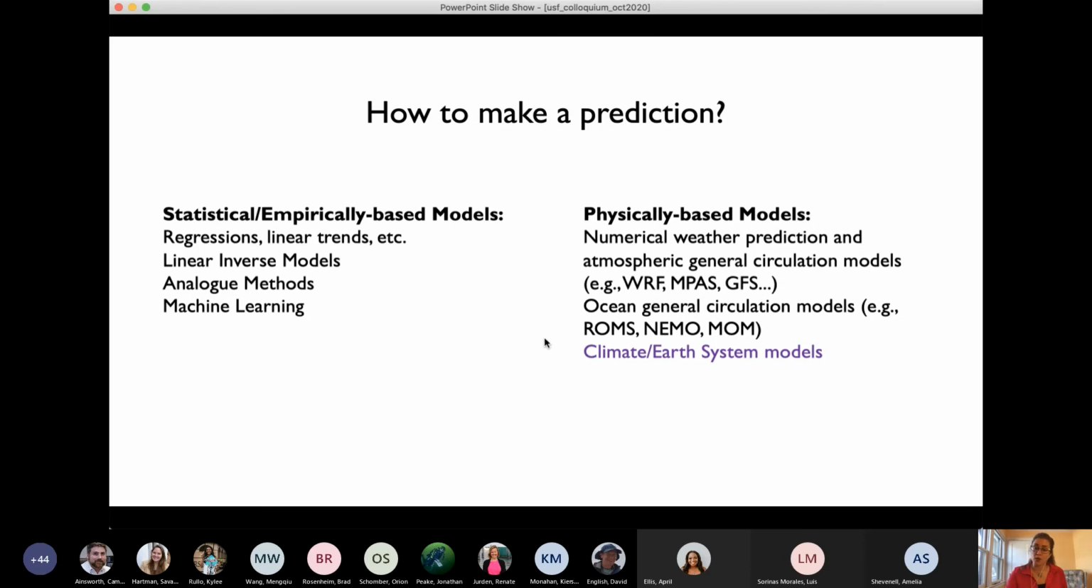And then when you couple all of these together, the atmosphere, the ocean, a land model, a sea ice model, vegetation, ecology, you begin having this conglomeration of models that are called either a climate model or an Earth system model. And these are very comprehensive and include lots of processes. And these are the type of model that I'm going to be using here.